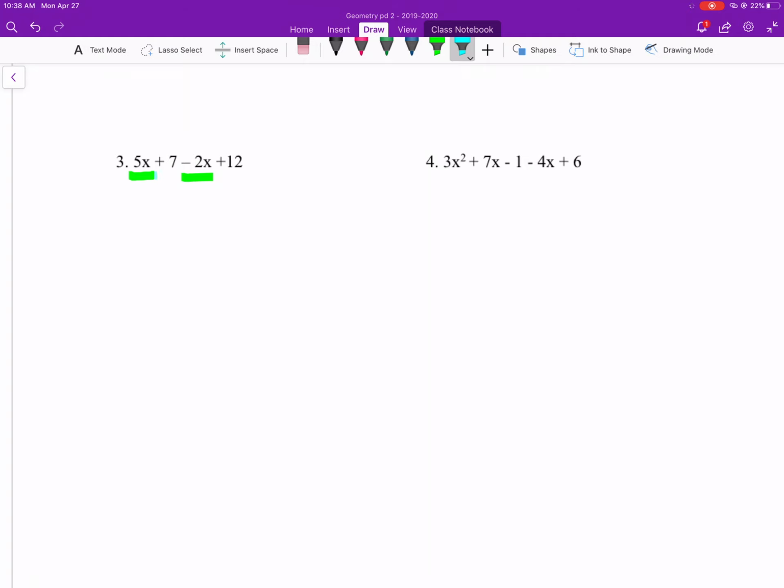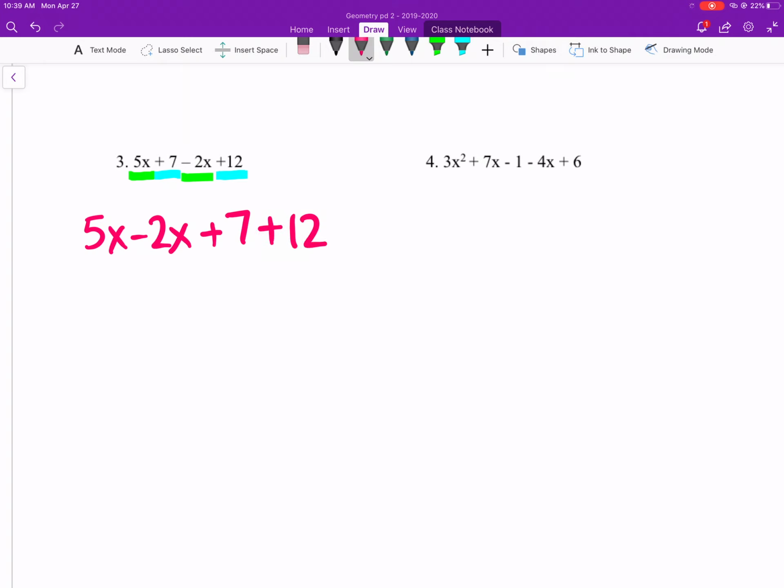And then also we have 7 and we have 12. Those are called constants. Those are numbers that don't actually have a variable. They're just a number by itself. Those constants are also like terms with each other. Sometimes you don't have to do this every time, but as we get started with stuff like this, you should write the like terms next to each other, so we're kind of just rearranging the expression. So 5x and minus 2x, those are the like terms. And then we also have 7 and we have 12.